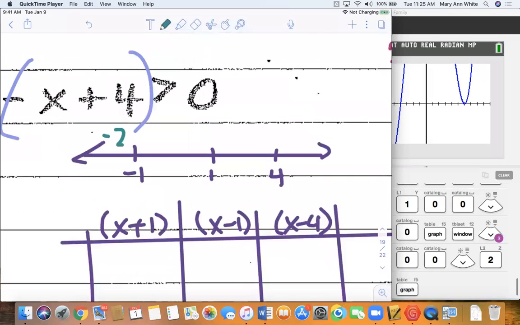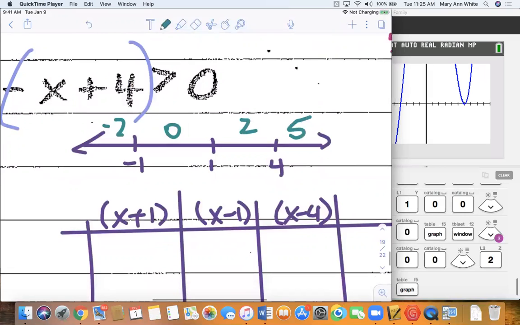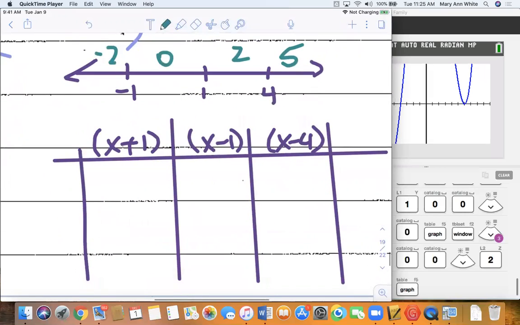So I'm going to try negative 2. I'm going to try 0. I'll try regular 2, and then I'll try 5. Again, these are just guesses. There's no rhyme or reason, except it just has to be in the interval. So sometimes it's the only whole number in the interval. Sometimes it's what I just think is going to be the easiest one to work. Negative 2, 0, 2, and 5.